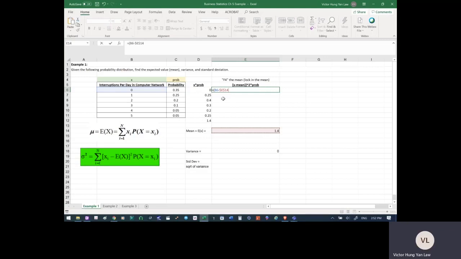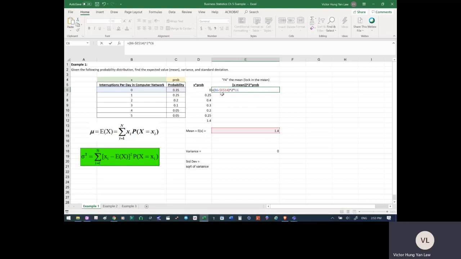And by doing the F4, by locking in the mean, when we replicate the formula, the mean will stay constant. The cell E14, which is the mean, will stay constant. And that's what we want. And then we're going to close the bracket, and then we're going to square that. So to the power of 2. Once you've squared it, we're going to times it by the probability. Probability is column C, which is your C6.